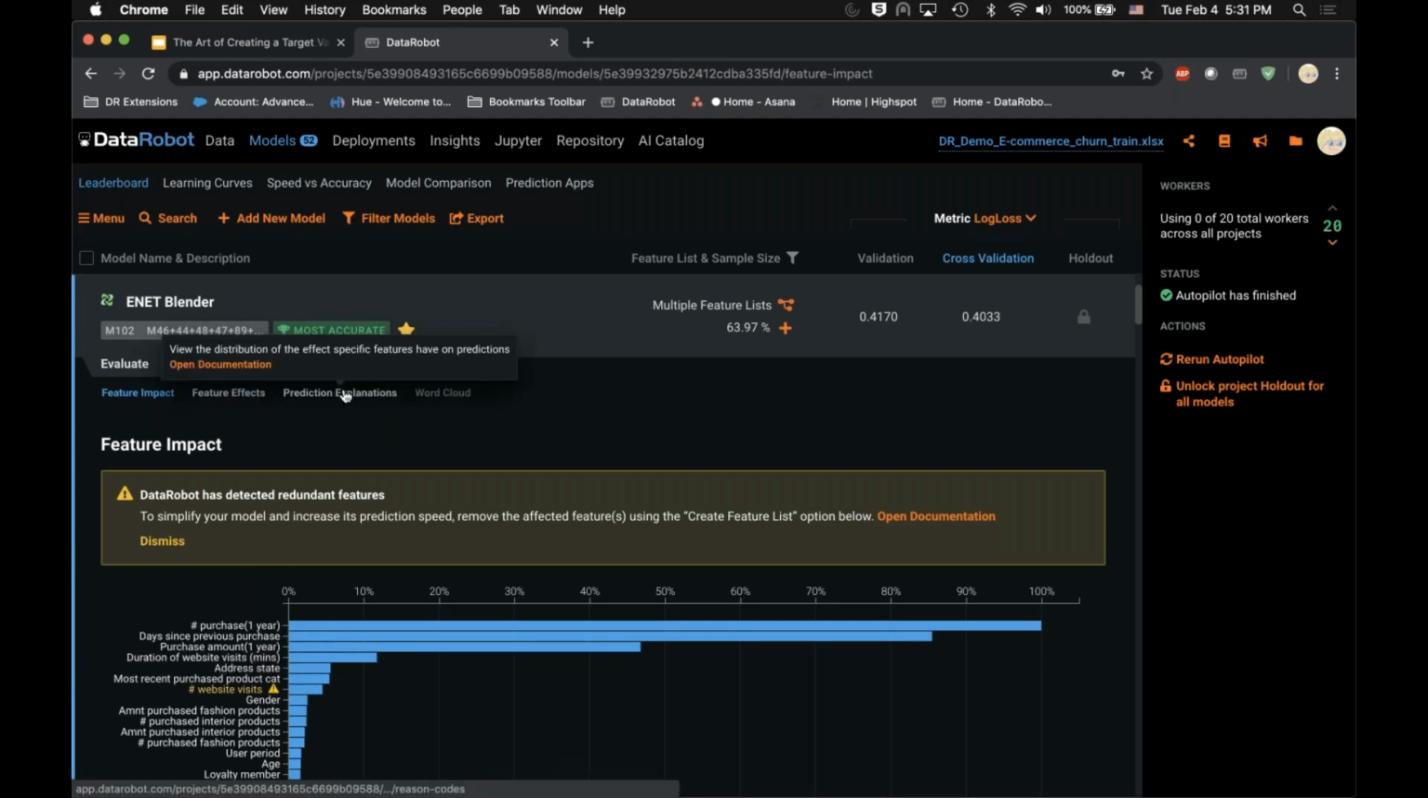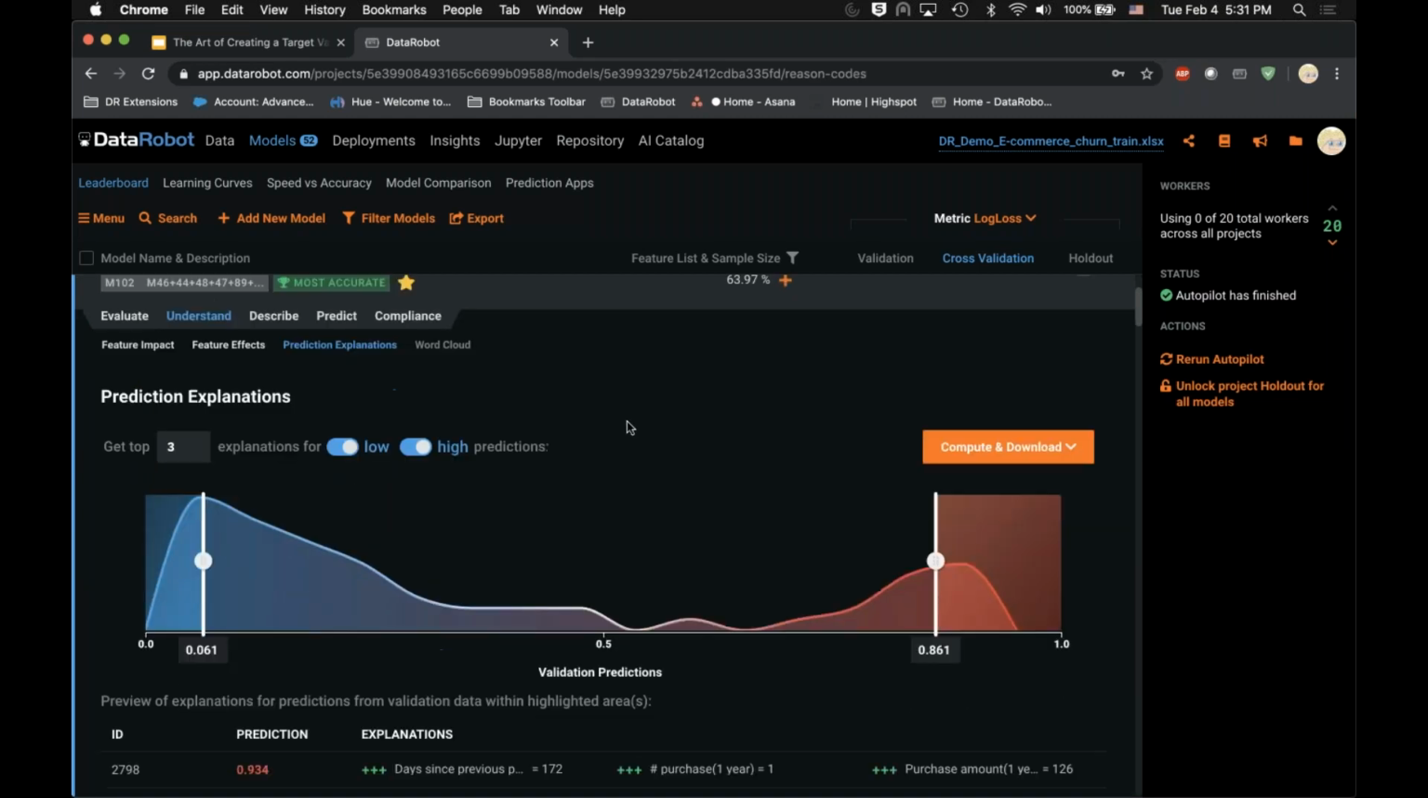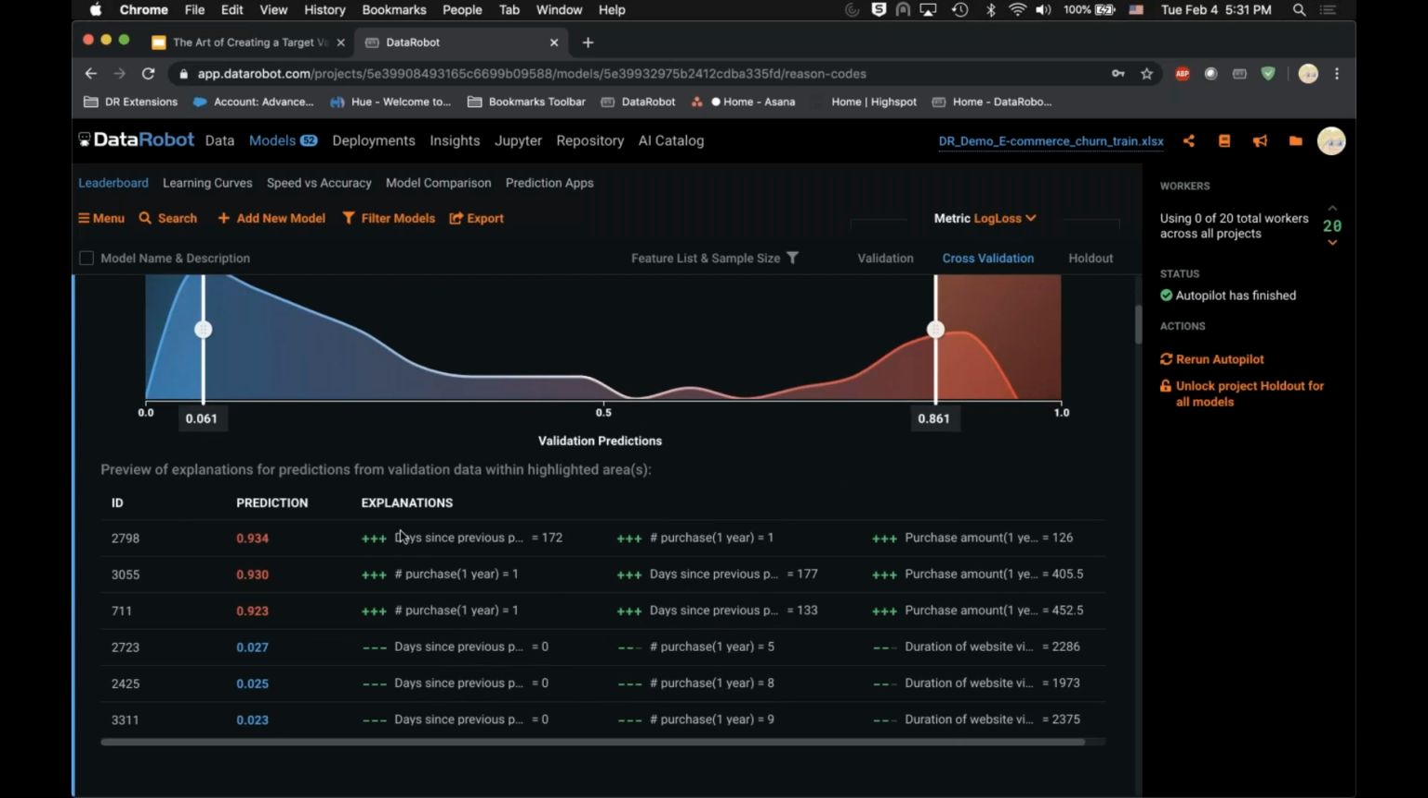Then for every single individual customer, we can have a look at the main reasons. We see here there's one person with a very high likelihood. They were 170 days without buying anything. Whereas these guys have a very low likelihood, we are almost certain they're going to stay. Well, they just bought something yesterday. This is how we can make sense of this and understand whether our model tells us what we firstly expect and secondly, what is actionable.